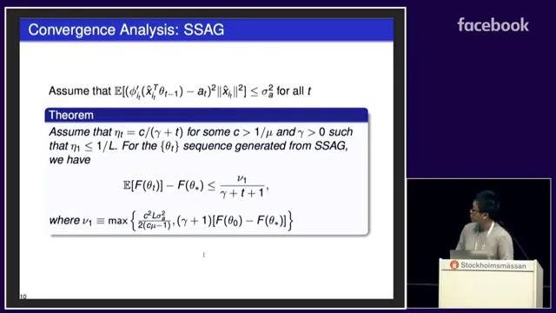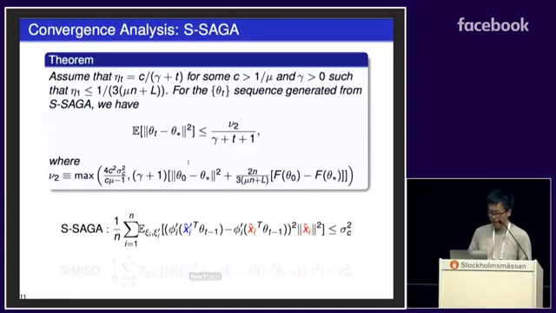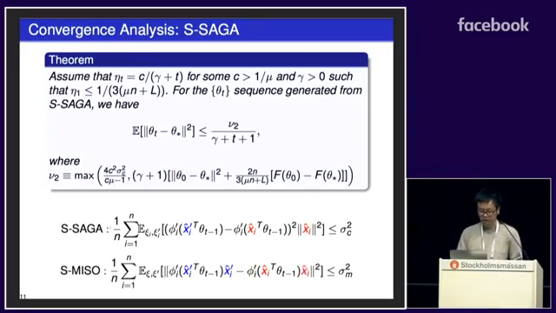So now let's take a look at our convergence analysis. We make an assumption on this term, which is actually the square difference between the derivative and our control variate estimator here. By assuming that this term is smaller than some constant, we have a convergence rate of 1/t. And we also provide a convergence analysis for S-SAGA. Similarly, we have a convergence rate of 1/t, and it has a different variance constant. And we can compare the variance constant between S-SAGA and S-MISO here.